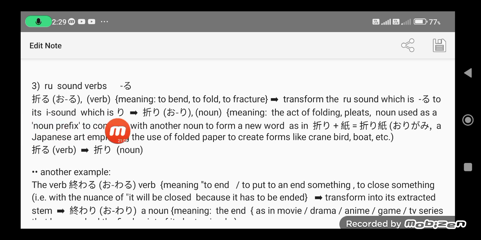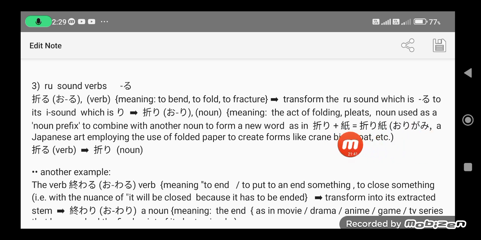Okay, so the oru becomes ori. Now the meaning changes. Before it is to bend or to fold or to fracture. Now it's the act of folding or forming pleats. And this noun is used as a noun prefix to combine with another noun to form a new word, as in ori plus kami. Ori plus kami, meaning you do the act of folding to a paper. Ori plus kami becomes origami.